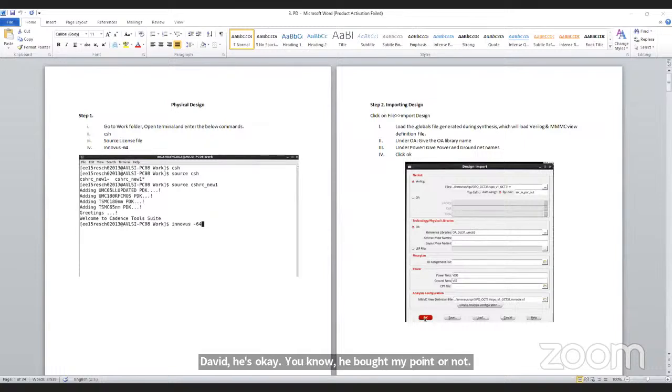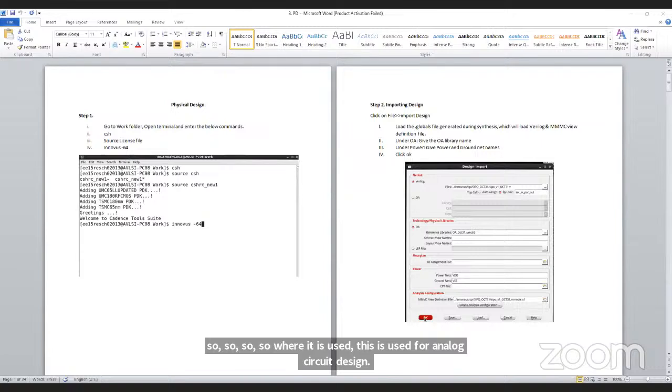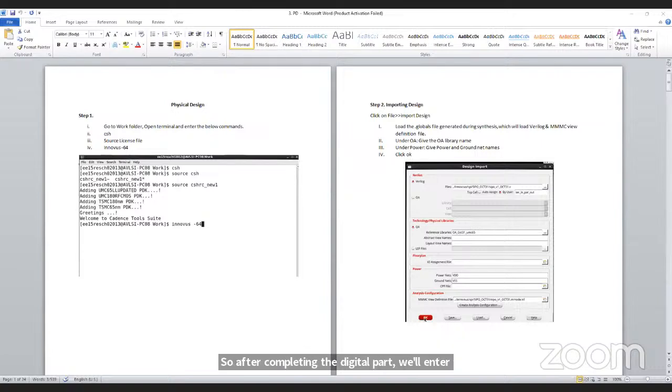Sir, where is Cadence Virtuoso used? This is used for analog circuit design. After completing the digital part, we will enter the analog part. Okay, Jaydeep, I will teach you Cadence Virtuoso also: designing a circuit, how we do the simulation, how we write the test bench, and how we generate the layout.